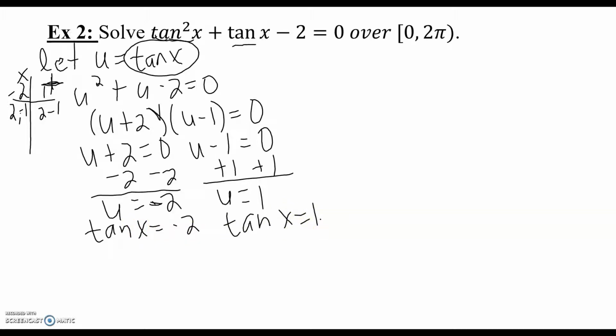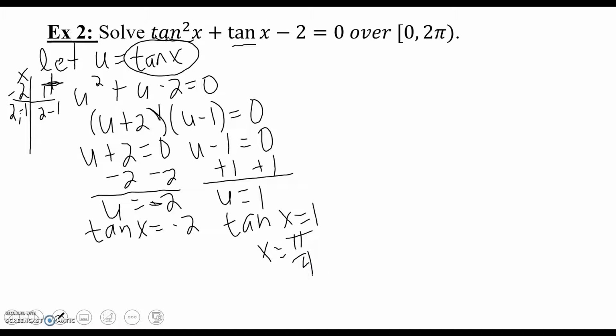Well, I already know that tangent is 1 at 45 degrees. Y'all remember at 45 degrees you have the same x and y coordinate, and so tangent is y over x. If they're the same, you divide it, you get 1. Well, 45 degrees in radians is actually pi over 4.